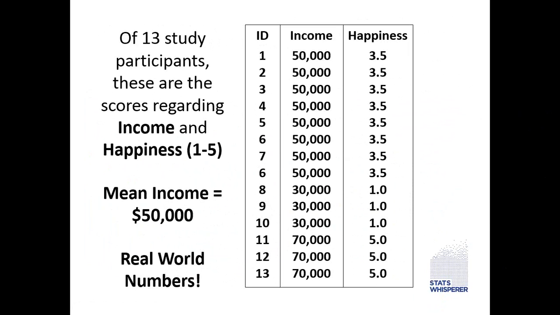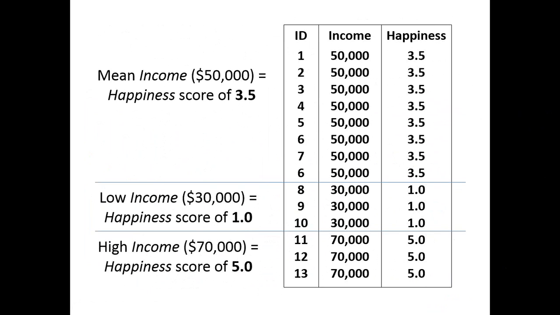So suppose we have 13 study participants, and we want to look at the relationship between income and happiness. So the mean income, say we knew all the data, is 50,000. So just assume that we have all this data, and these are the real, true-world values in the population.